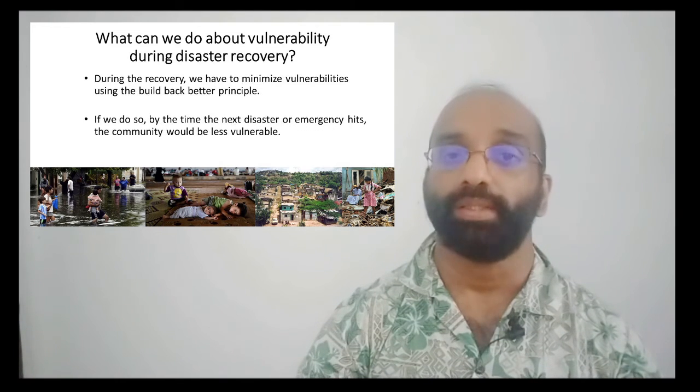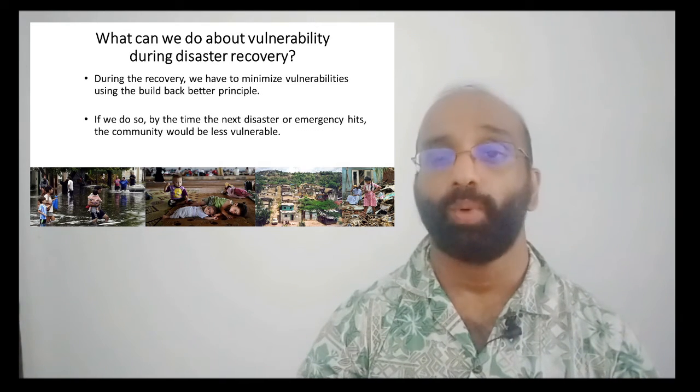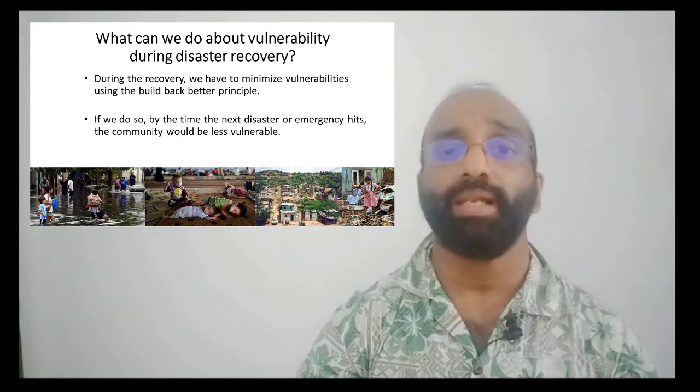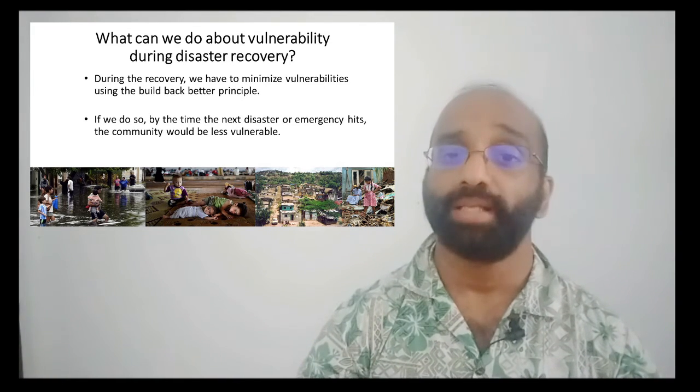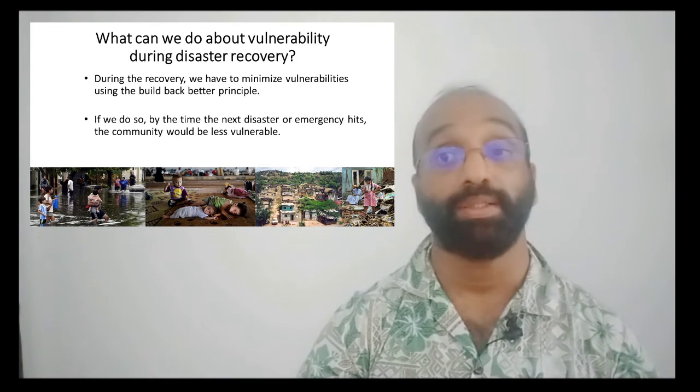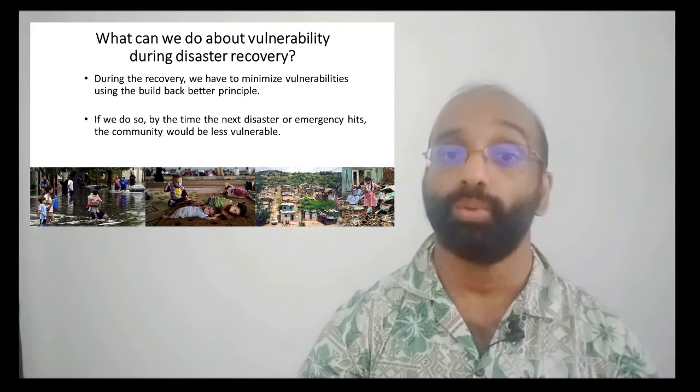During the recovery, we have to minimize vulnerabilities using the Build Back Better principle. If we do so, by the time the next disaster or emergency hits, the community could be less vulnerable.